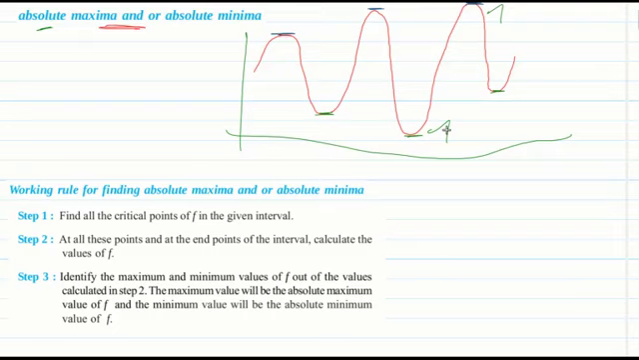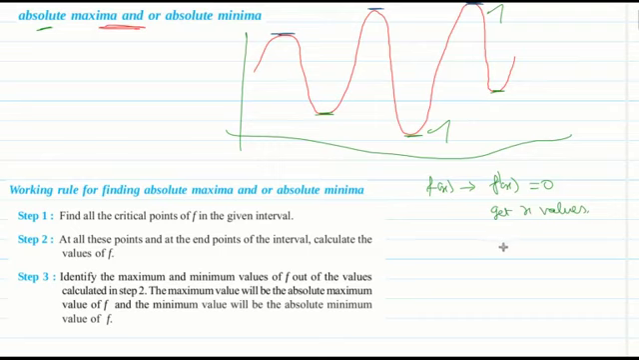Children, so now what we have to do for this? We have given the working rule for this. Find all the critical points. Children, I say the procedure. f of x will be given. You find f dash of x, just equate to 0, get x values.